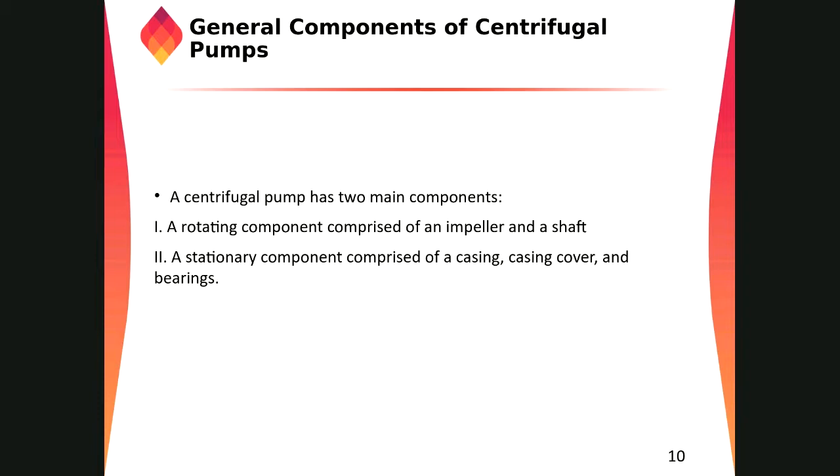A centrifugal pump has two components, right? It has a rotating component, which is the impeller and the shaft. The shaft is connected from the motor, or from the diesel engine or the turbine engine, meaning any kind of driver. And the second is the stationary component, the fixed component, like the casing, cover and bearings.